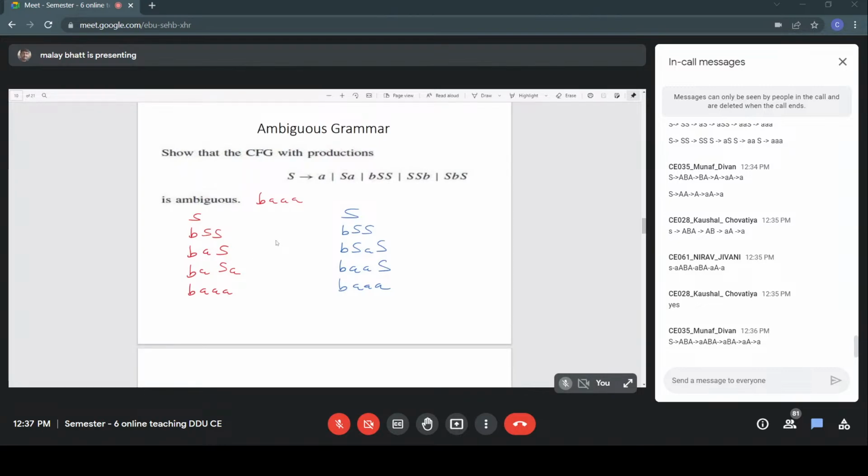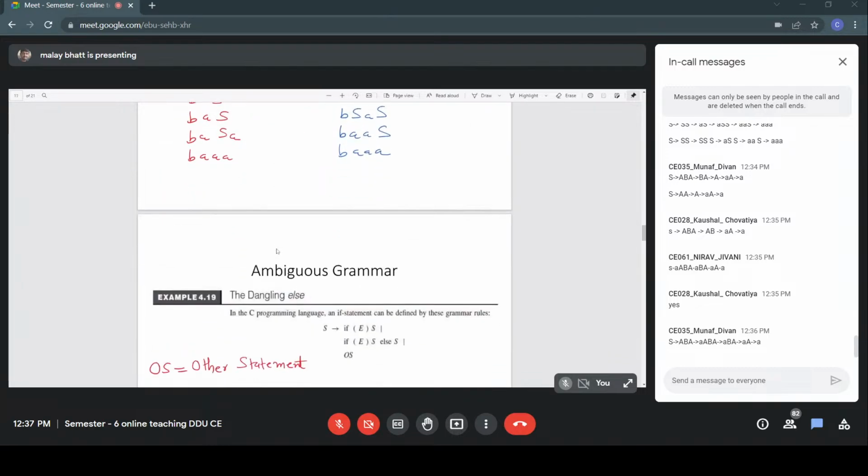Another alternative is S is replaced with BSS. So we are taking the leftmost non-terminal, the middle S. That middle S is replaced with SA. Again, the leftmost non-terminal is the S at the second position, so we'll replace that with A. So we have BAA and capital S at last. So we have B triple A. So we have two different leftmost derivations.